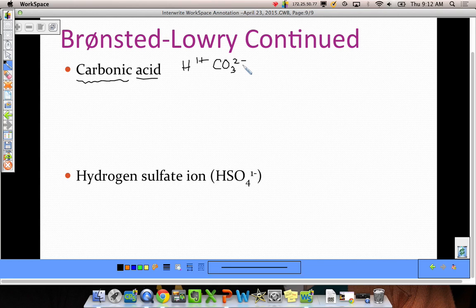Oh, wait, no. It'd just be us on four. No, the charge is 2. The acid gives the base one, so that would be H3 plus.